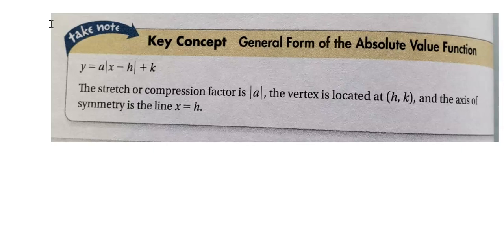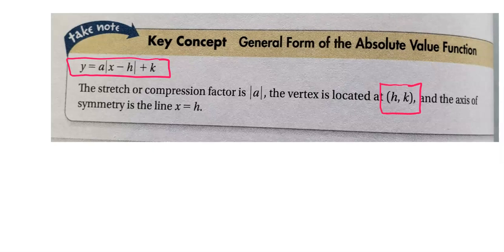Okay, so here is where I'm going to explain how they get the right-left thing. The general form for an absolute value function is right here. y equals a, and of course that determines if it's a stretch or compression, times the absolute value of x minus h, and then plus k at the end. Your vertex is located at (h, k).